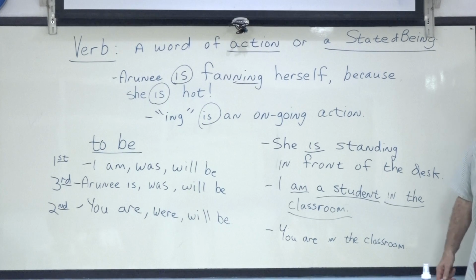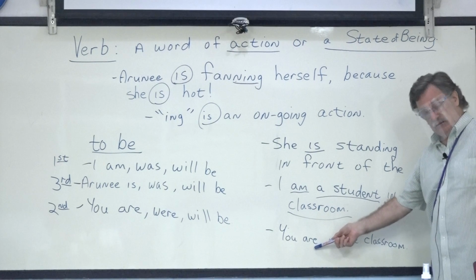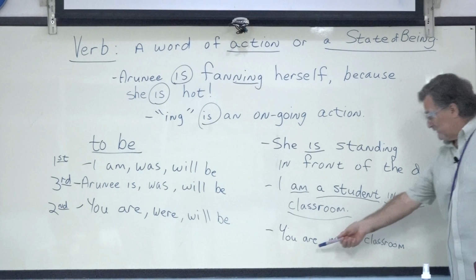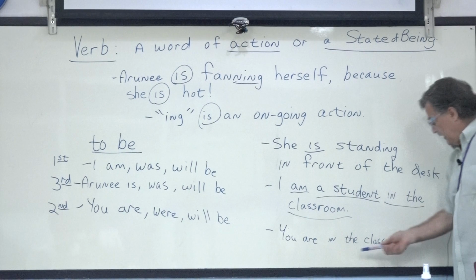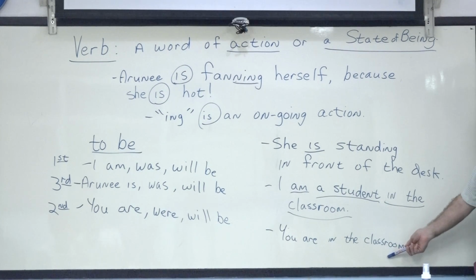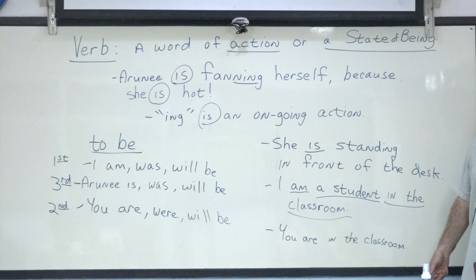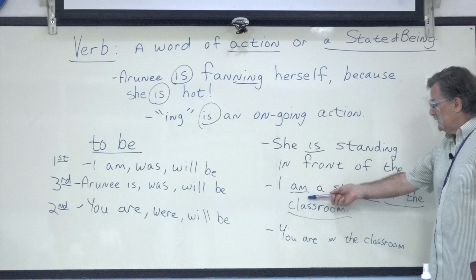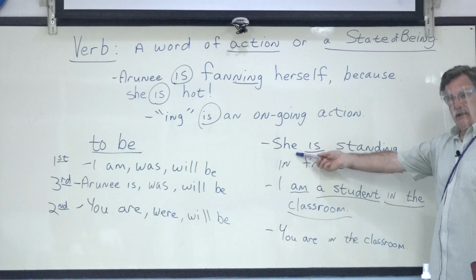Very good. Very good sentence. It tells me who, when, and where. Okay? This is now. This is the person you are talking about. Okay? And where they are. Where is that person? In the classroom. Okay? Very good. Very good. All right? So, first person, second person, third person. Okay?